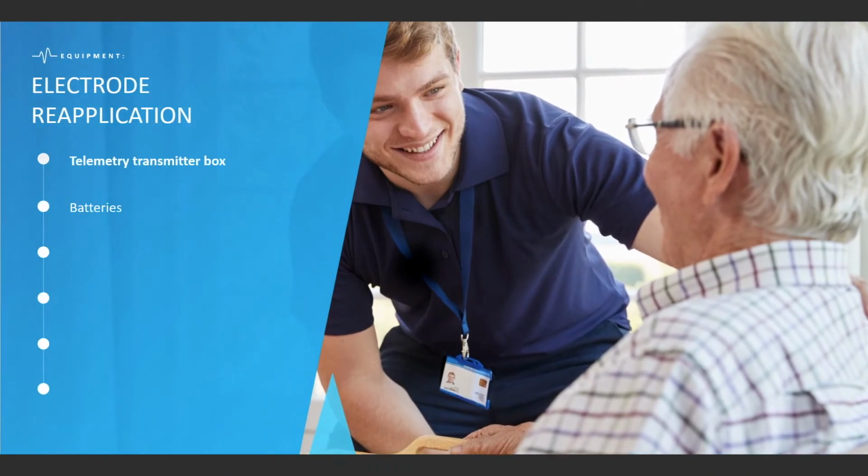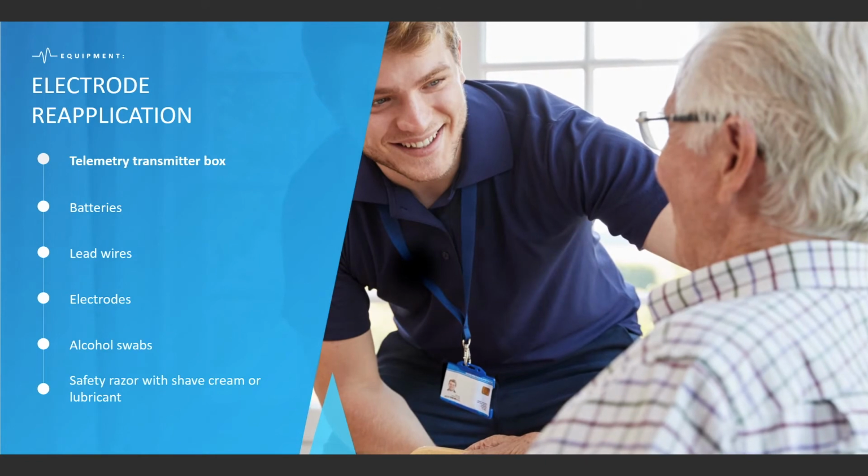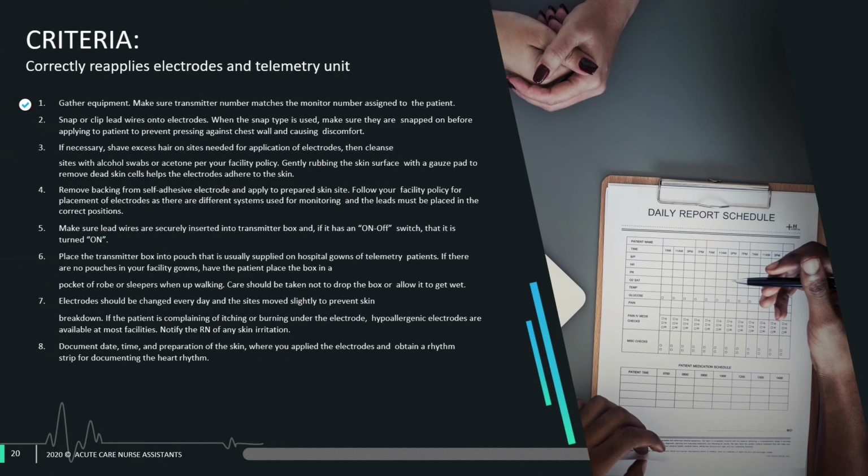Electrode reapplication. Telemetry transmitter box, batteries, lead wires, electrodes, alcohol swabs, safety razor with shave cream or lubricant. Criteria: correctly reapplies electrodes and telemetry unit. Gather equipment. Make sure the transmitter number matches the monitor number assigned to the patient.